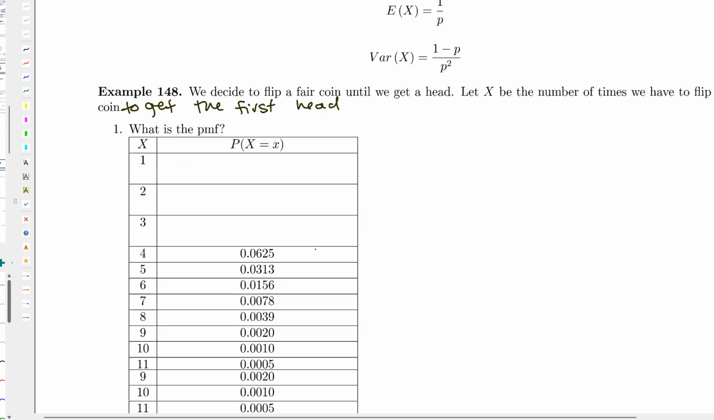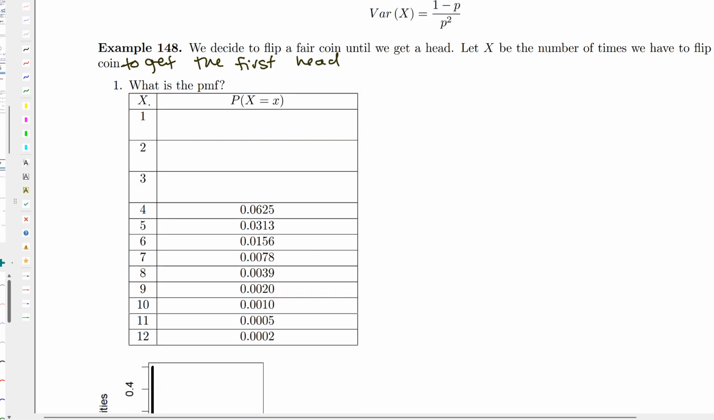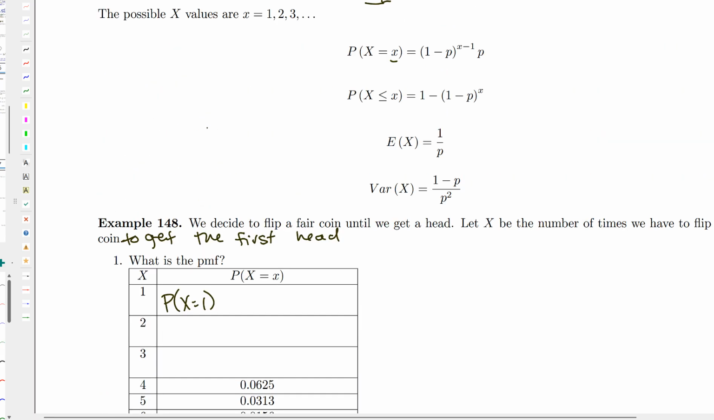So what is the PMF? If I wanted to fill it out, the possible X values are 1, 2, 3, 4, 5, etc. And it keeps going. It doesn't stop at 12, it keeps going. The probability just got so small that I didn't want to keep writing them down. So the probability that X will be equal to 1, instead of having to do a tree diagram and find all of this by hand, okay, which can be difficult, I can just use my formula.